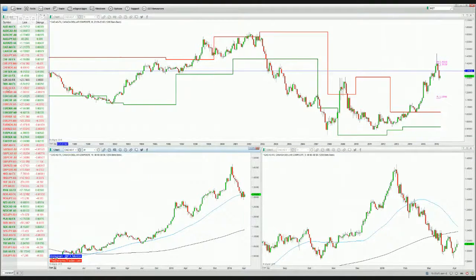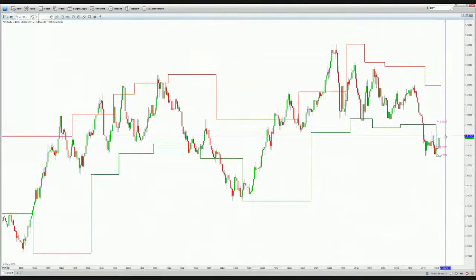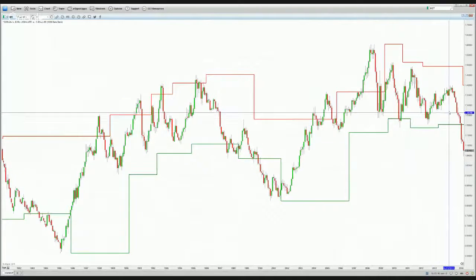All right, let's move on. Euro dollar. The euro dollar is a currency that every private trader seems to be pretty much obsessed with. Here is the reason why you don't want to be trading the euro dollar, and the reason for that is because it was in trend.